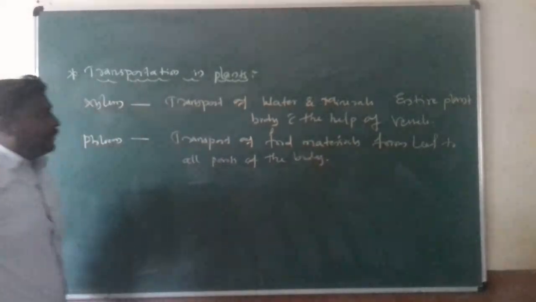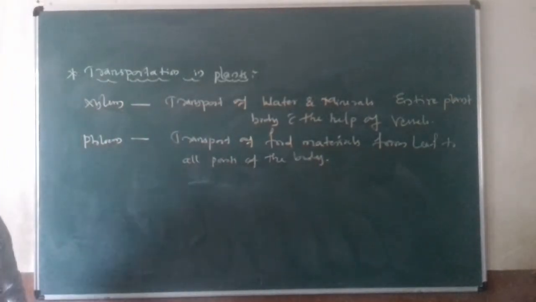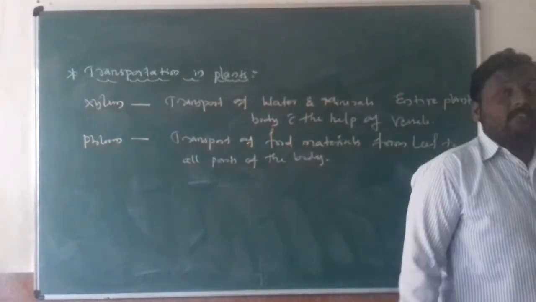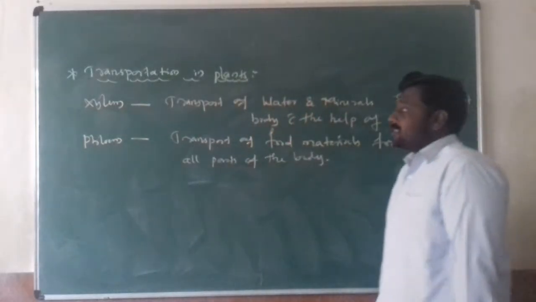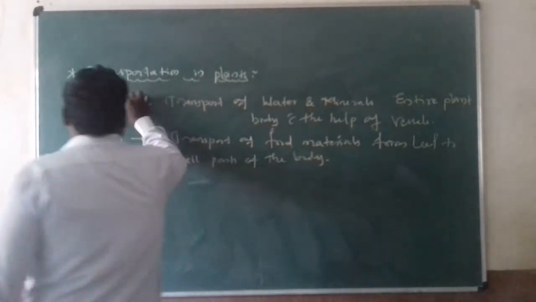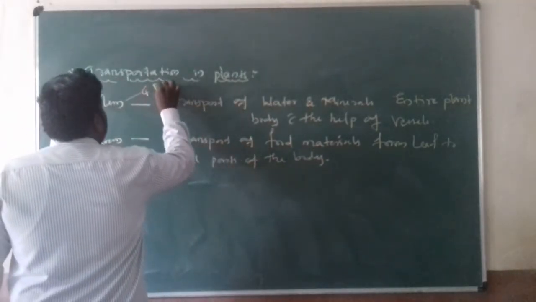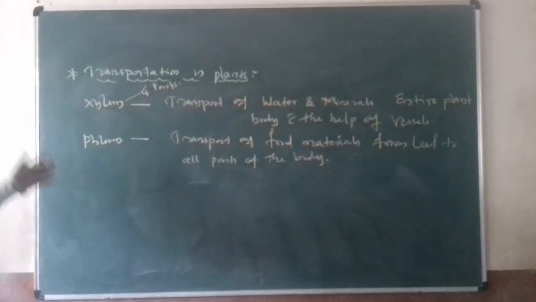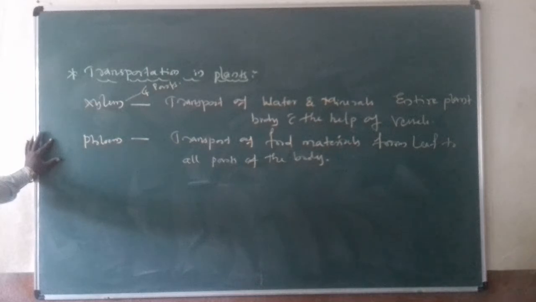Yes, it means the process of conduction as well as transportation takes place with the help of xylem as well as phloem. Xylem has four parts: tracheids, vessels, parenchyma and fibres. Phloem also has four parts. Here each part does its own function.